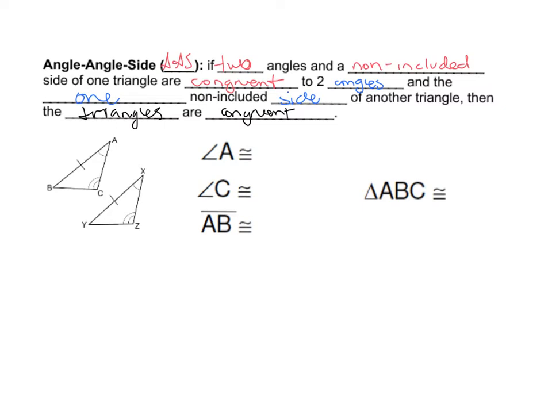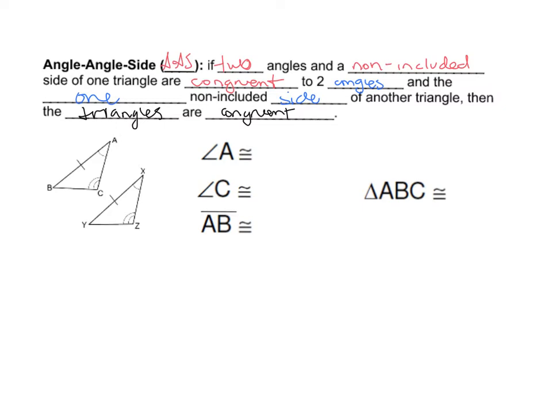Angle angle side now. So AAS, angle angle side. If two angles and a non-included side of one triangle are congruent to two angles and the one non-included side of another triangle, then the triangles are congruent. All right, so we could also technically have a situation where we have two angles and then we have a side that's not included, meaning that it is not in between those two angles that are marked as congruent, okay? So this rule still does actually apply in creating congruent triangles.